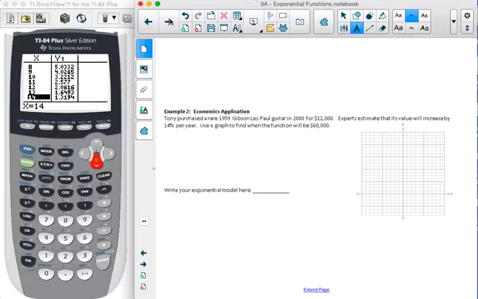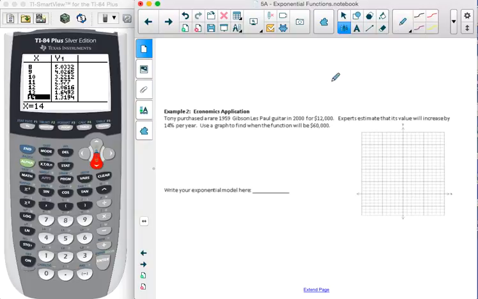So we're going to read some problems, and we're going to write an exponential model. And once we write the exponential model, we're going to go ahead and graph it. I'm going to use a calculator to do this, and we're going to answer this question, right? So Tony purchased a rare 1959 guitar in the year 2000 for $12,000.